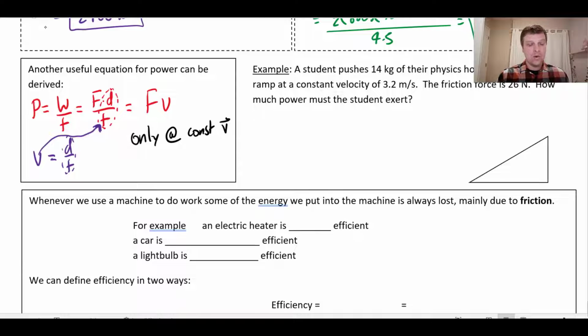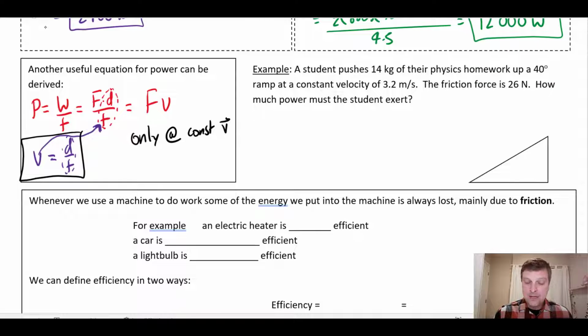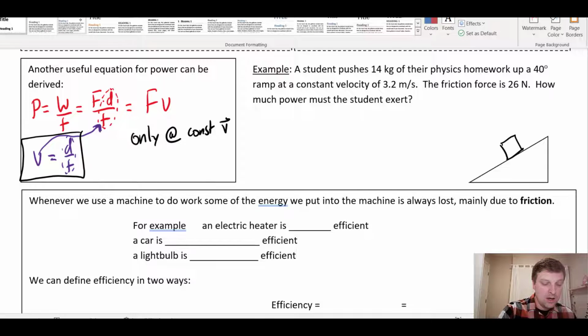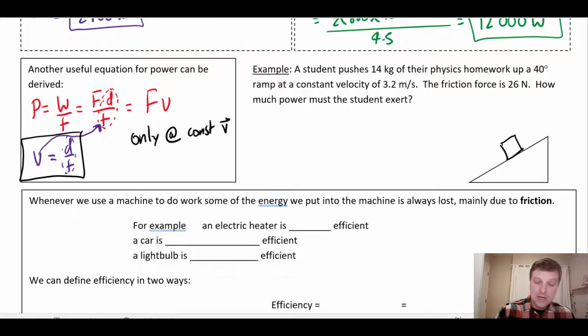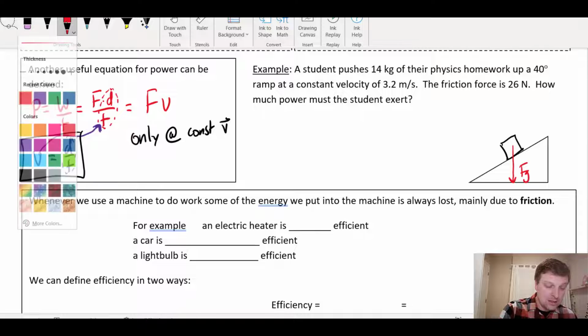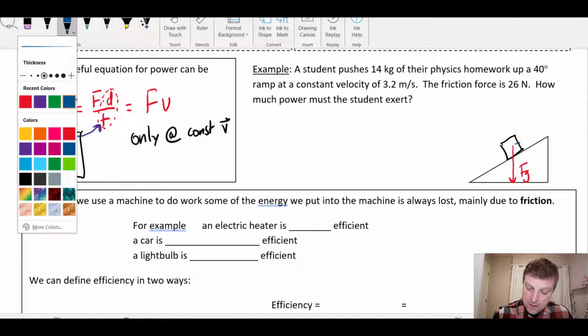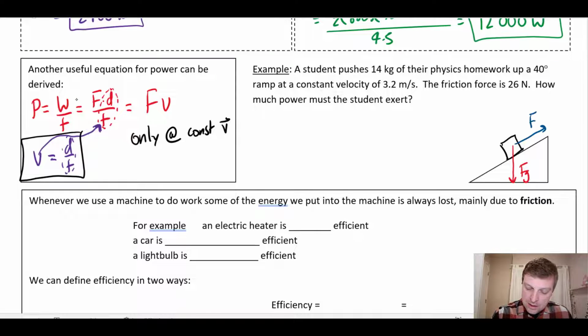And why is that? Well, that's because this formula here, v equals d over t, only really works at a constant velocity. So does the formula P equals Fv. An example of that would be a student pushing their physics homework, 14 kilograms of physics homework, so quite a bit, up a ramp, and they're pushing it at a constant velocity. So I've got a force of gravity pulling down, and then I've got this applied force up the ramp, and they're pushing it at a constant velocity.